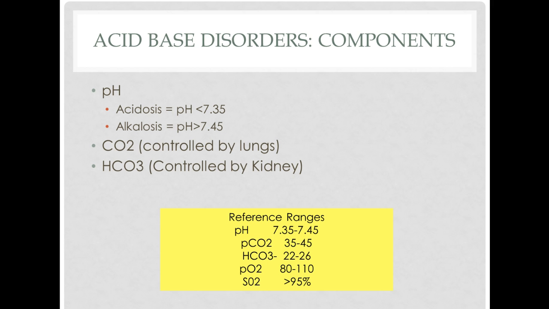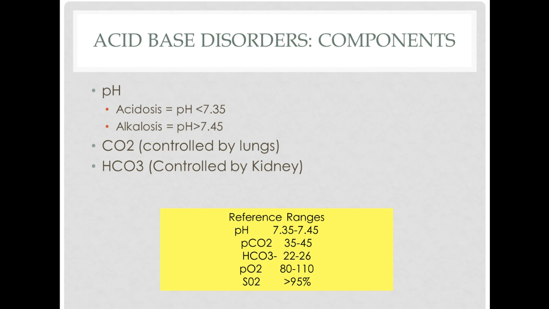I have some reference ranges in the yellow screen below. And you see I have a reference range of 7.35 to 7.45. Therefore, if somebody's falling below the 7.35, or 7.34 or below, they're going to be acidic. If they are above 7.45, they would be considered in alkalosis. I have CO2, which is controlled by the lungs, with a reference range of 35 to 45, and bicarb, which is controlled by the kidneys, having a range of 22 to 26.